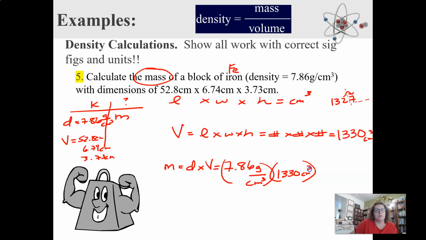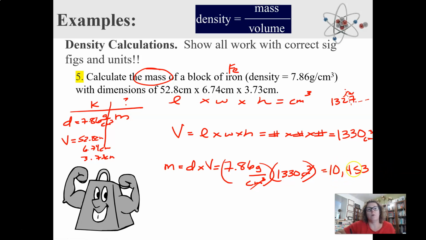1330 centimeters cubed. And remember, if you don't have a unit on the bottom, it's the same thing as saying over 1. So these centimeters cubed will cross cancel, and then I multiply my answer. So 1330 times that 7.86, and I still need 3 sig figs. My calculator gives me a big number. Now, I would never spend time writing what the calculator says. I would just go straight to the answer. But we're still practicing our sig figs.